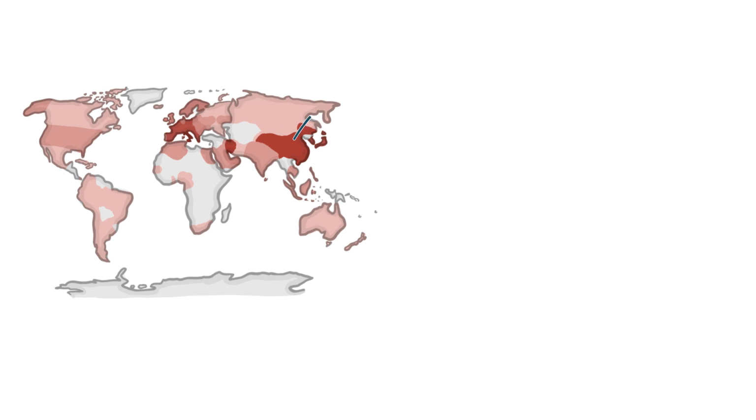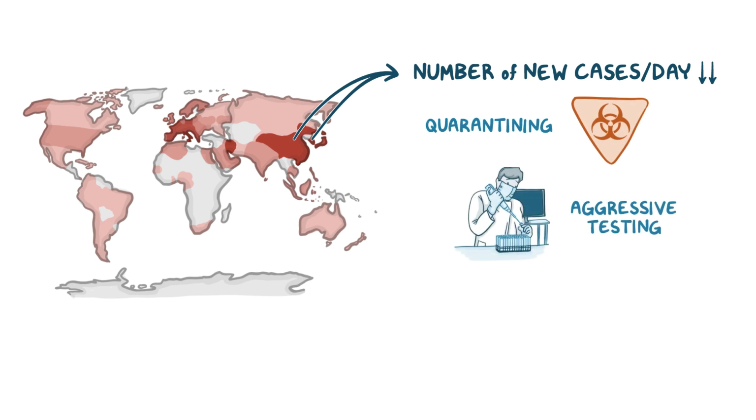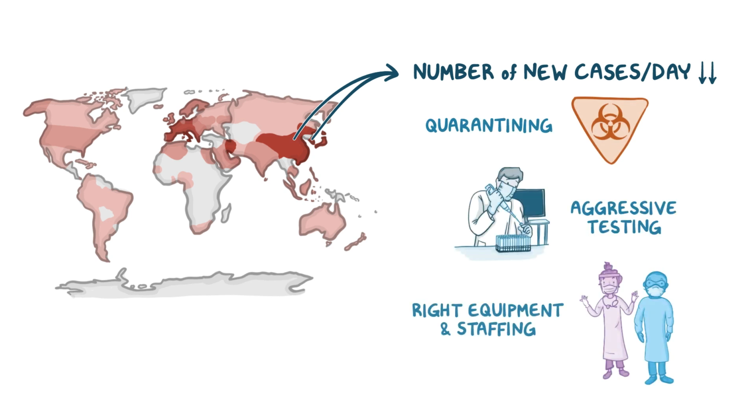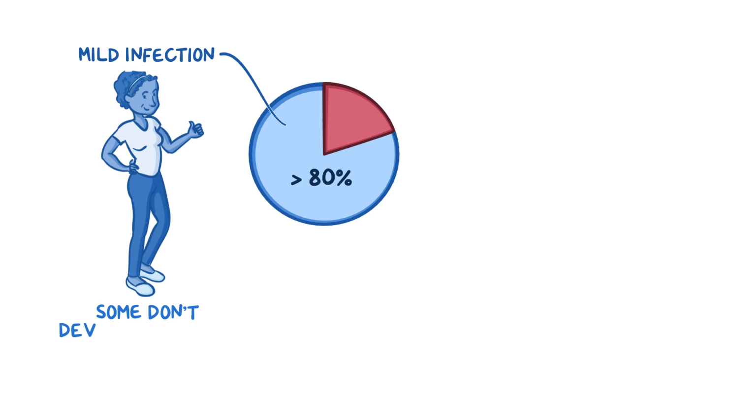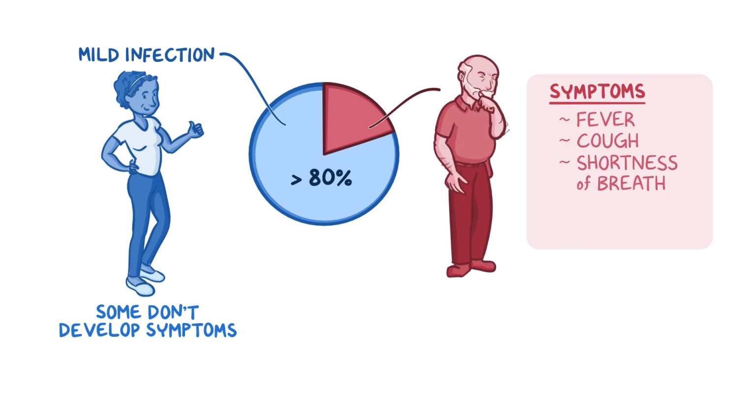Now, although the COVID-19 pandemic is still ongoing, the good news is that in China, and also in South Korea, the number of new cases per day has dropped off, largely due to aggressive public health measures like quarantining, aggressive testing, and ensuring hospitals have the right equipment and staffing. Based on the current data, over 80% of the patients with COVID-19 have a mild infection, and some people don't develop any symptoms at all. For others, symptoms can range from pretty mild, like fever, cough, and shortness of breath, all the way to serious problems, like pneumonia.